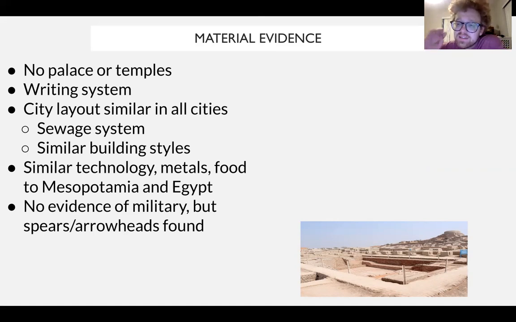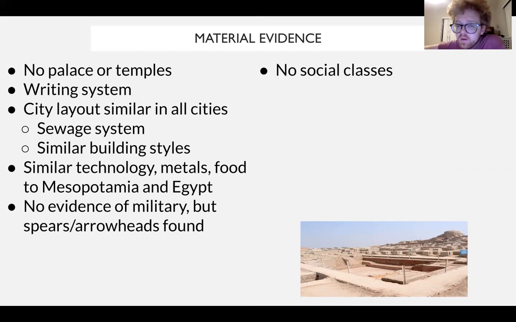So we know that they had similar technology because we found evidence of things that were originally found in Egypt, things that were originally found in Mesopotamia. However, there is no evidence of a military as far as archaeologists know, but we know that they had spears and arrows. So let's look at what we might be able to conclude from this.